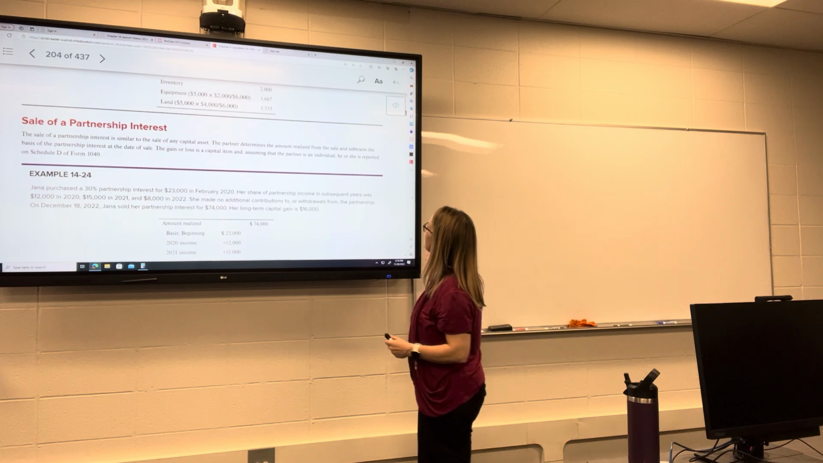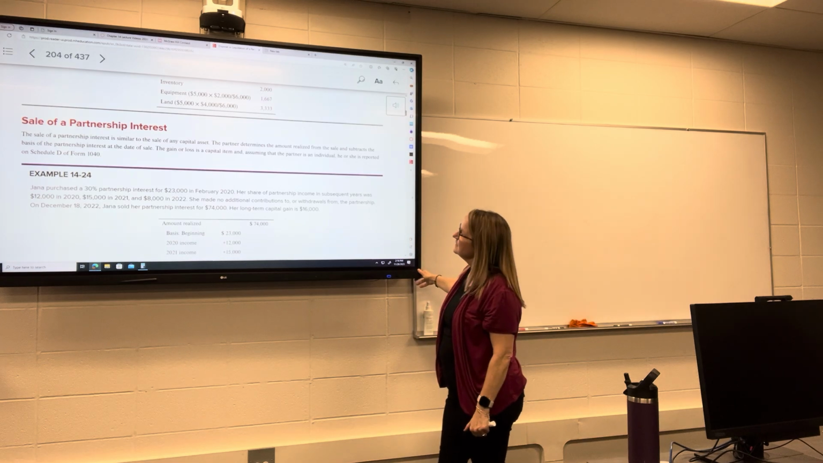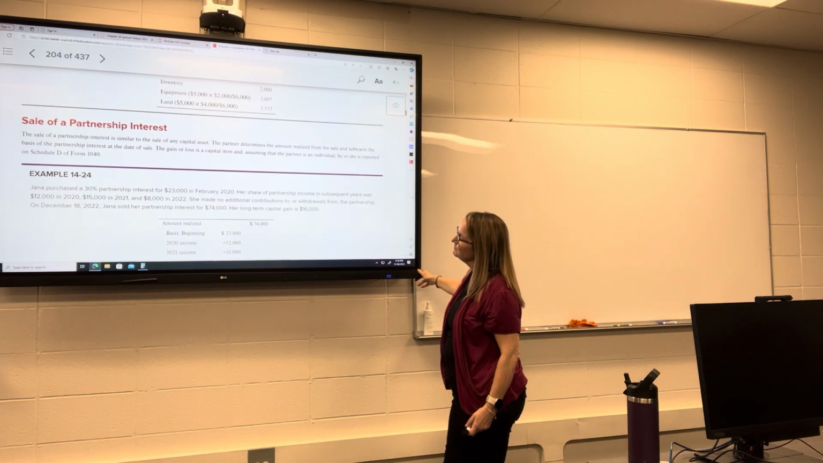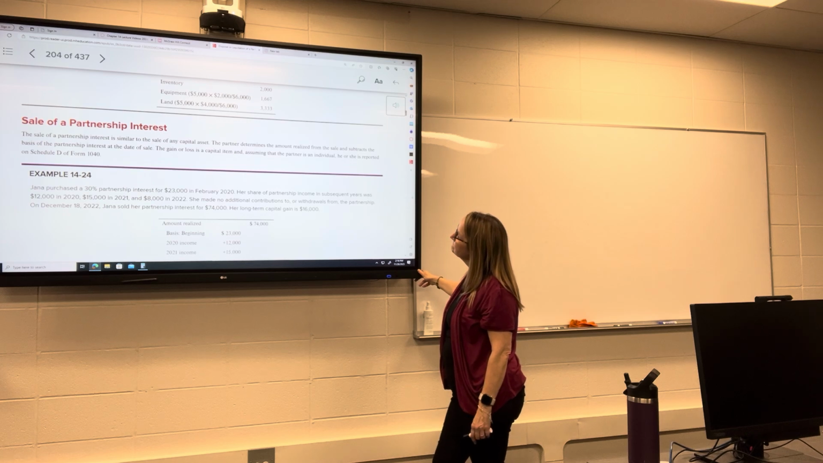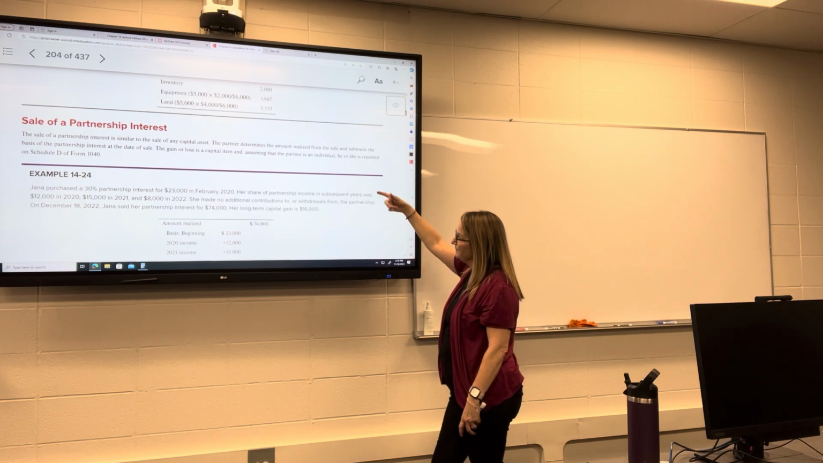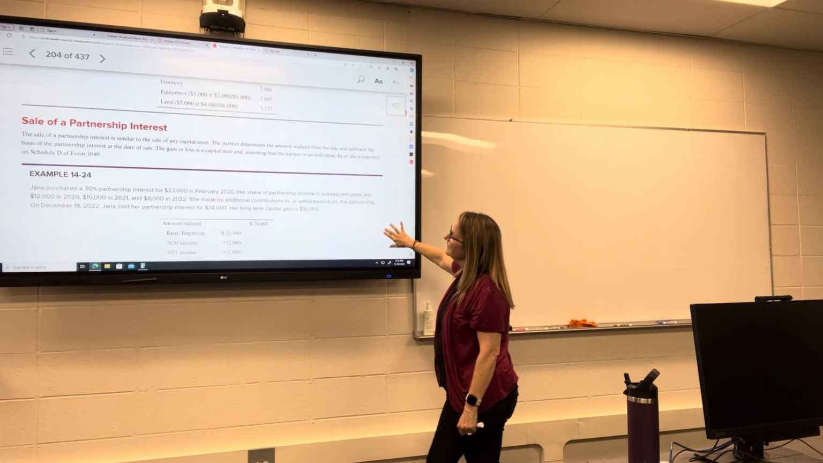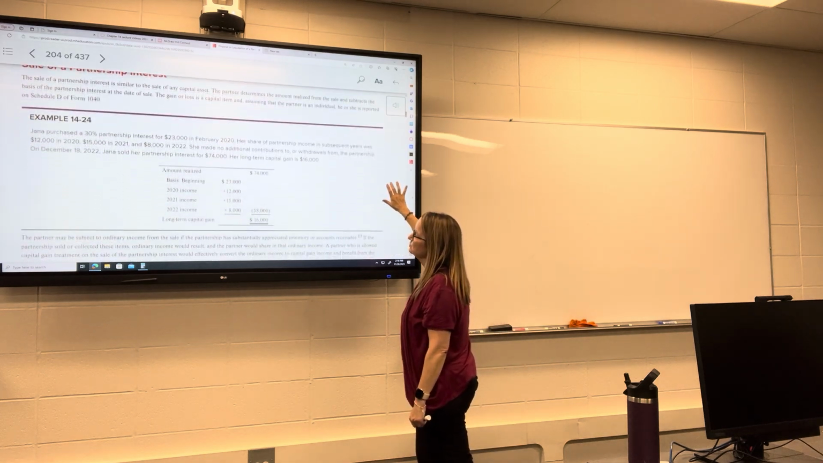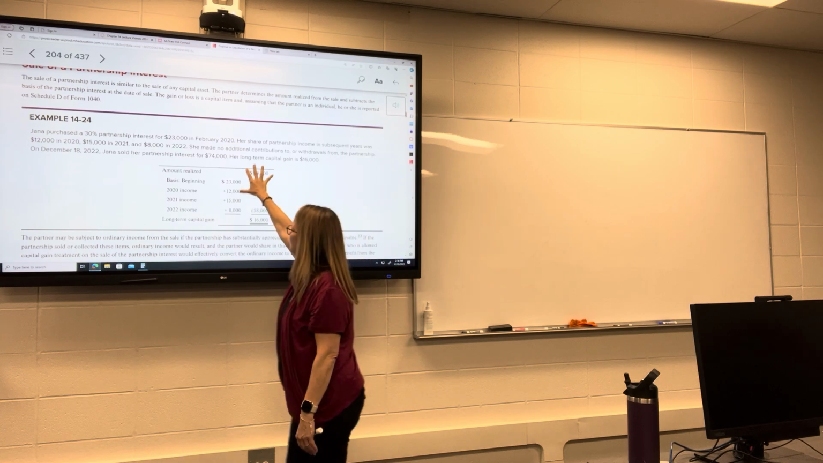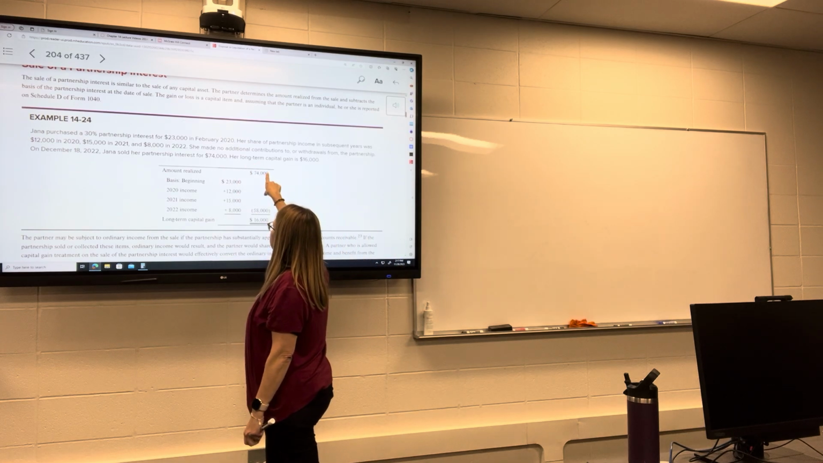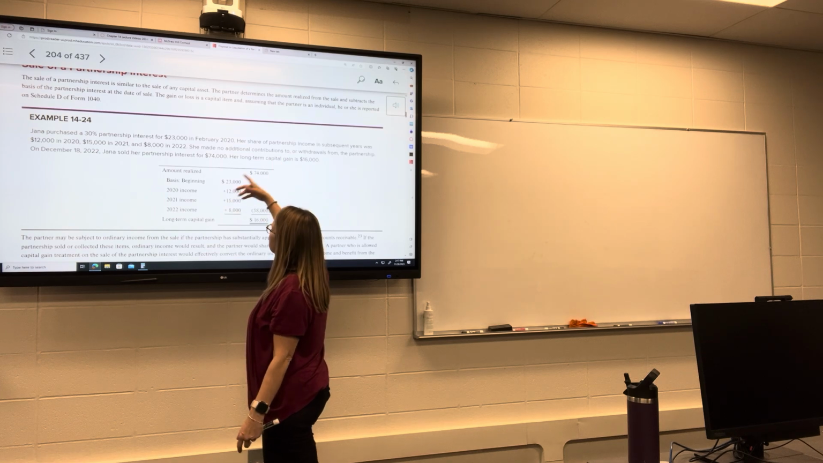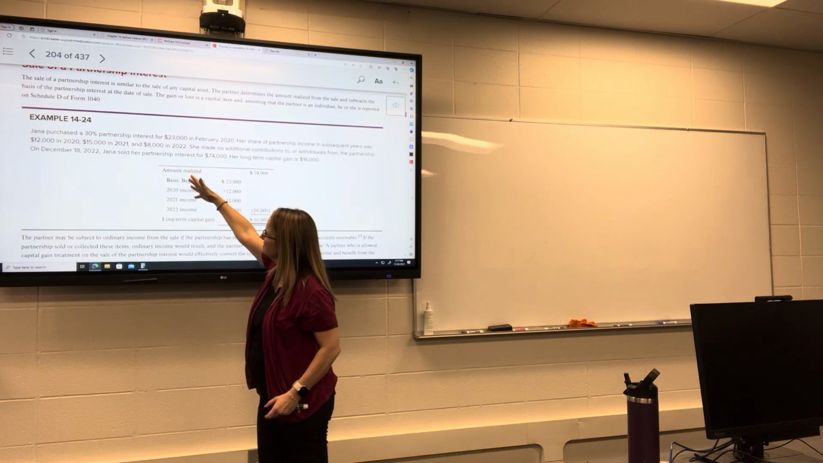Partner determines the amount realized from the sale and subtracts the basis of the partnership interest at the date of the sale. So the gain or loss is a capital item, assuming that the partner is an individual, and they report it on Schedule D. So again, we have to determine what our basis is.